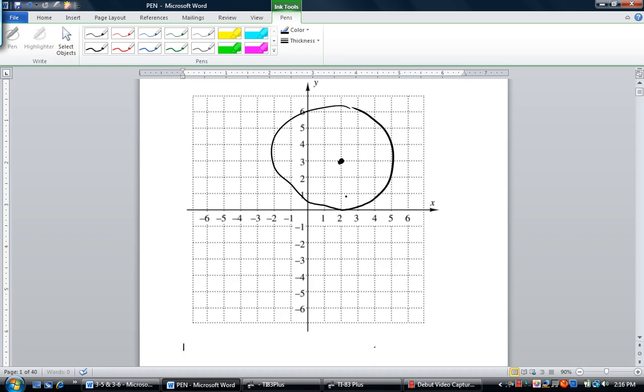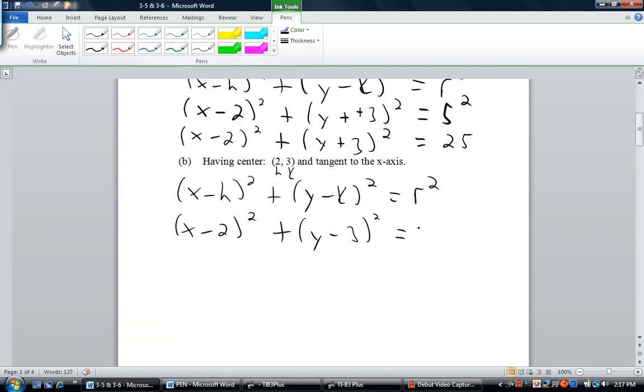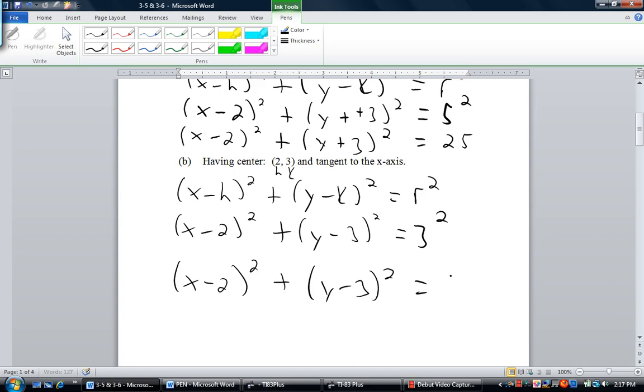Since it touches once on the x-axis, that means my radius is the distance from the center to the x-axis. That's where it touched. And if you look, the distance from there to there is 1, 2, 3. So that's my radius. Now note, if it were tangent to the y-axis, my radius would have been from the point to the y-axis, which would have been 2. But since it's tangent to the x-axis, my radius is 3. And that's what we're going to use for our r. 3. And we're pretty much done, except for squaring 3. 3 squared is 9.